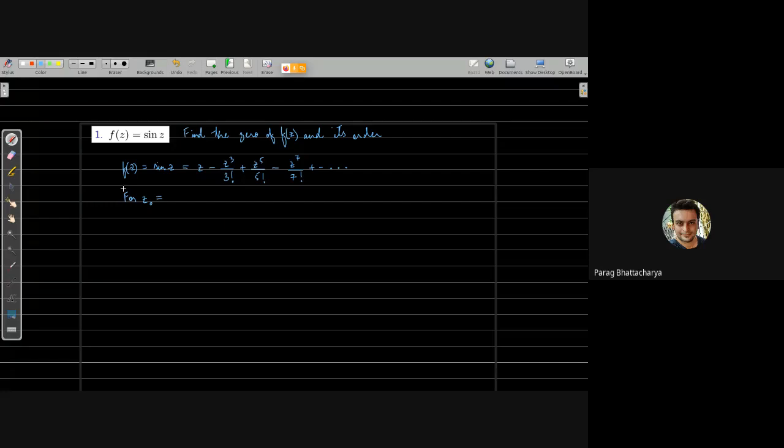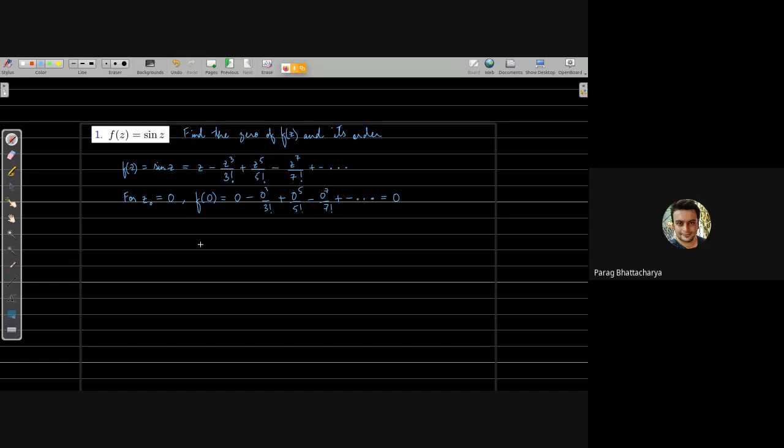You can see here every term has at least one z, right? So if I put z naught equals zero, then this will be zero, this will be zero, everything will be zero. The value of the function at zero will be zero minus zero cubed by 3 factorial plus zero to the power 5, I'm writing it explicitly, minus zero to the power 7 by 7 factorial. All these terms have at least one zero. That means this result is also zero. Is that clear?